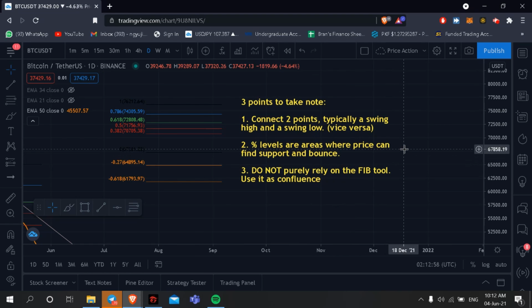Okay, last point. Do not purely rely on the Fib tool. I should emphasize this. Even though it's crazy how price reacts at these levels, use it in confluence, and when price hits the level, don't just purely enter a trade right there. So if you are a pure price action trader, use it as confluence. Find areas of support and resistance to help you in your bias.